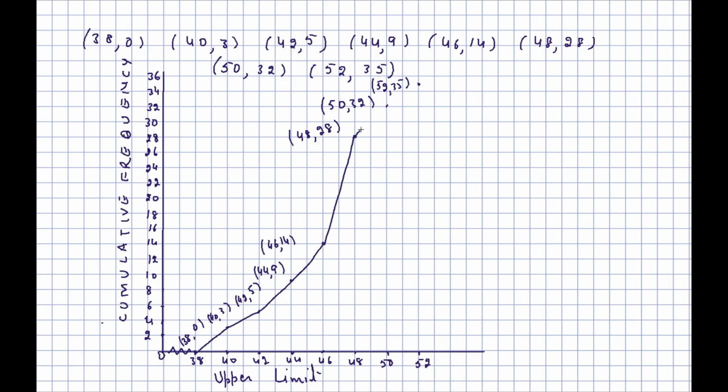Now I'll explain how to find median from this graph. Now n is 35. N by 2 means 35 by 2 is equal to 17.5. Locate 17.5 on y-axis. From this point, draw a line parallel to x-axis. Now it will cut the curve at a point. From this point, draw perpendicular to x-axis. The point of intersection of the perpendicular with the x-axis is the median of the data.